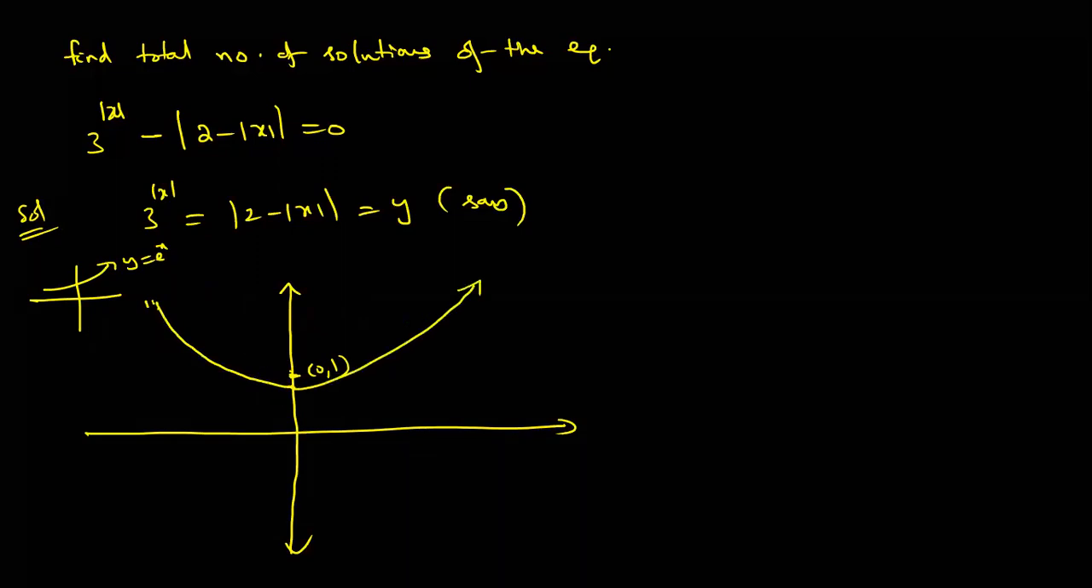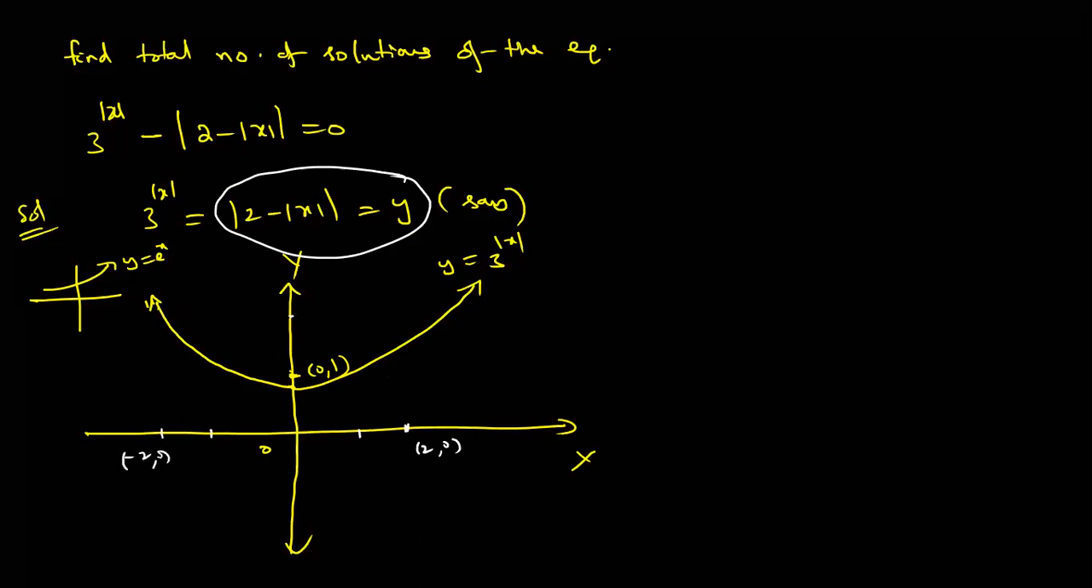Like that is coming. y = e^(3|x|)... But y = |2 - x| means, you put x = 0, passing through (2, 0). See carefully. Passing through (-2, 0) also.